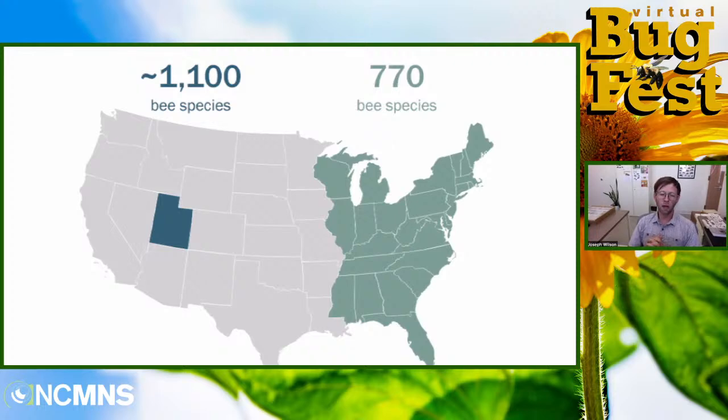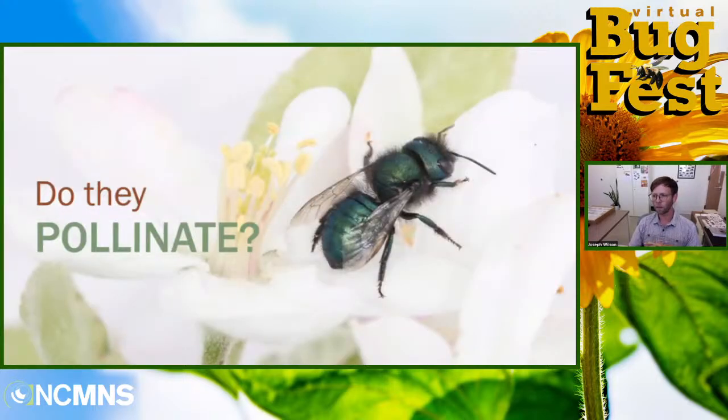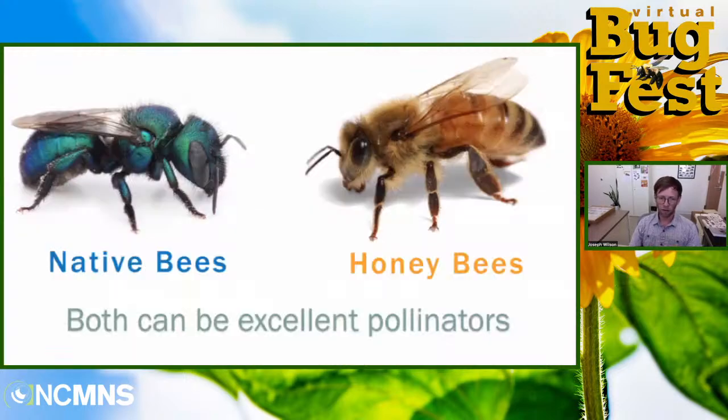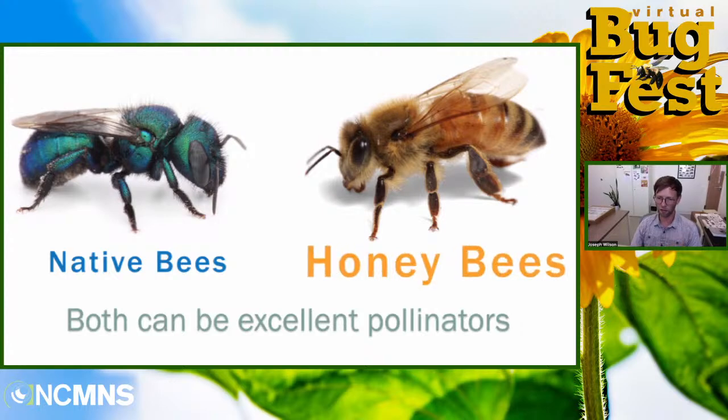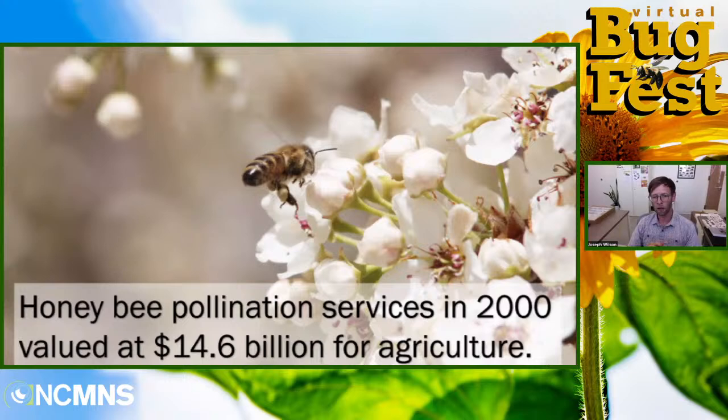That's pretty interesting. So I usually tell people about this and they think, oh, that's nice. That's cool. There's blue bees. I didn't know that. But then they ask me this question, do they pollinate? And the answer is, yes, they do pollinate. In fact, both native bees and honeybees can be excellent pollinators. So let's talk about honeybees first, because honeybees are what many people think of as the pollinator in the world.